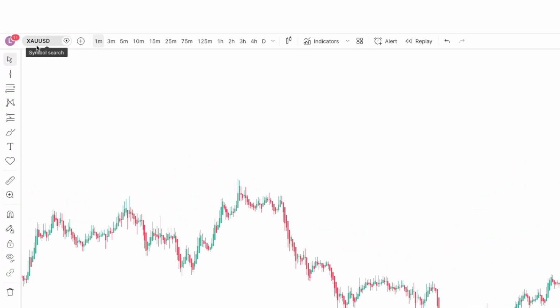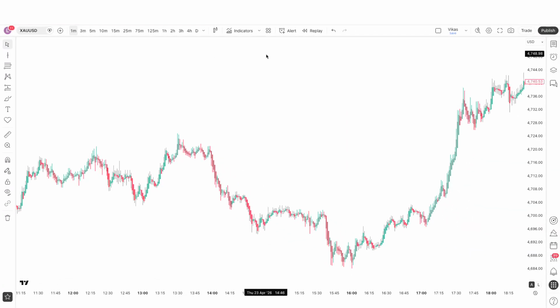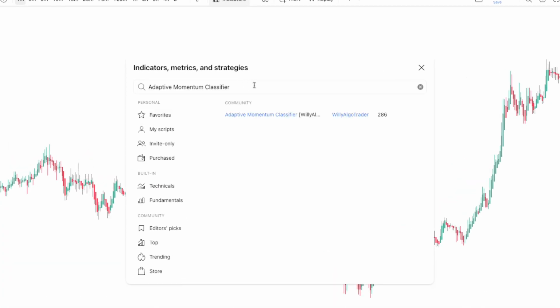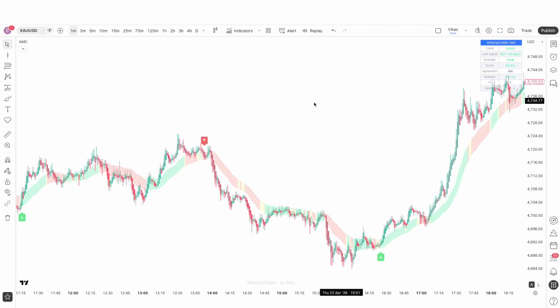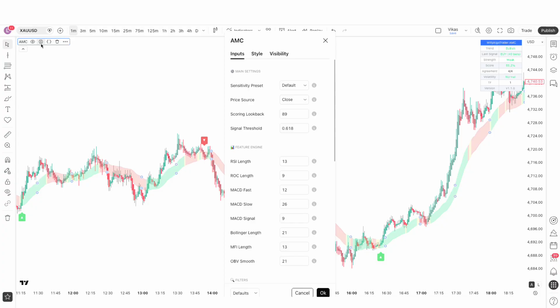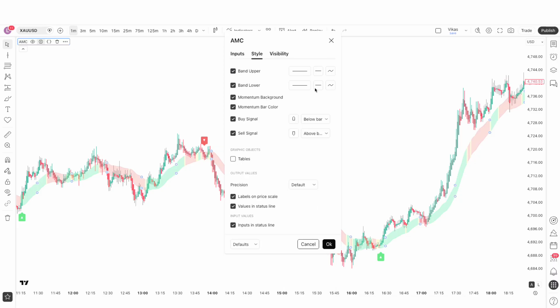We open the XAU/USD 1-minute chart. Head over to the Indicators tab and search for the Adaptive Momentum Classifier. Select the indicator made by Willy Algo Trader and add it to the chart. Now the indicator settings change for perfect signals. First we change RSI length, 13 to 9, we change MACD slow, 26 to 28, we change MFI length, 13 to 11, and we keep these options hidden. Here everything is fine. After that, click OK.